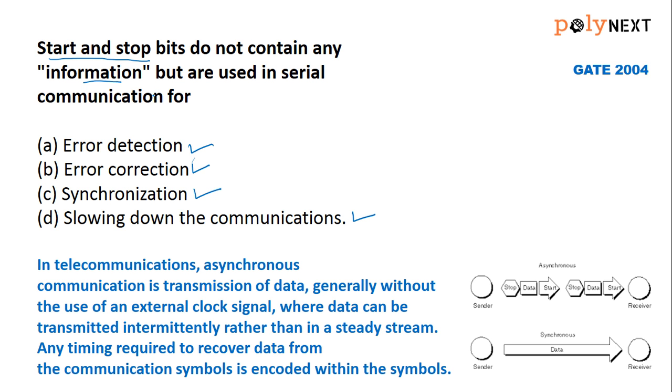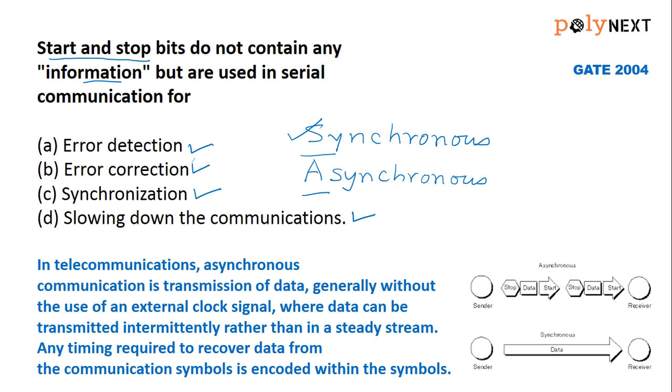In case of serial communication, or asynchronous communication, there only I require the start and stop bits. You know that we are having two types of communication. One is synchronous, and another one is asynchronous. What is the difference between synchronous and asynchronous communication? In case of synchronous communication, there will be a constant clock pulse.